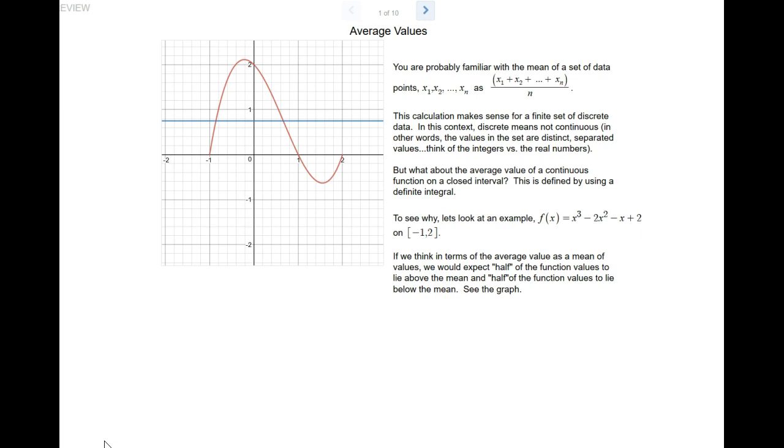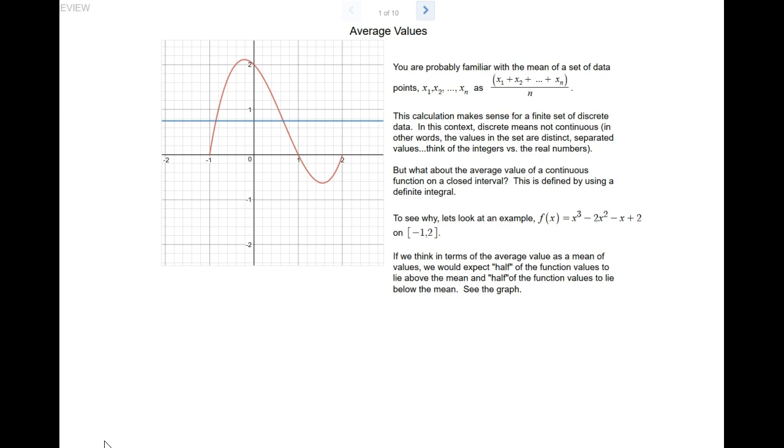So if you think of the integers, you have 1, 2, 3, 4. There are no integers between 1 and 2. There are no integers between 2 and 3, etc. They're discrete. But if you think of the real number line or a continuous function, those values are continuous. You can always find another value between two particular values in the set.